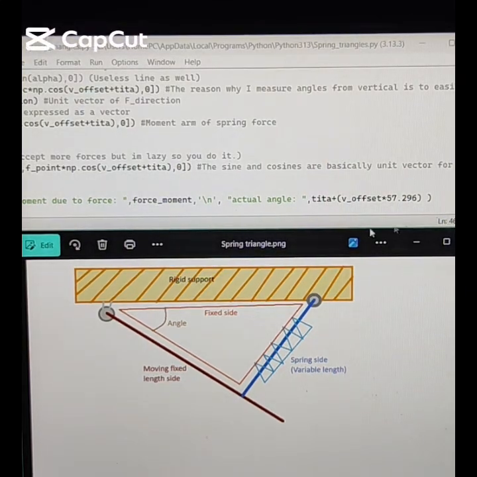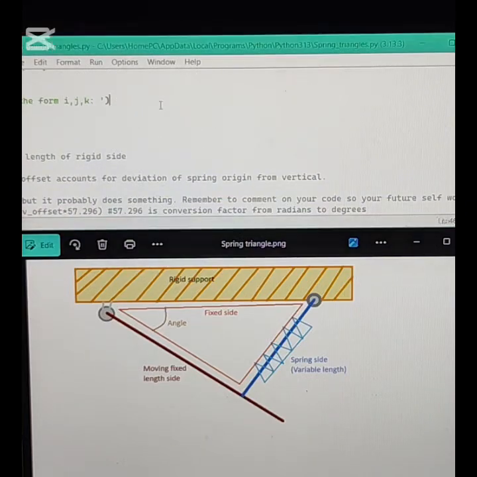So a spring triangle is a system where there is a rigid support on one side, a moving fixed-length side that moves through this angle, and a spring on the third side which changes in length as this side moves. And you see it forms a triangle. In order to solve this kind of problem, I wrote this code and I will demonstrate how it works.